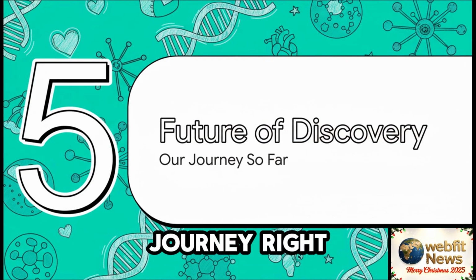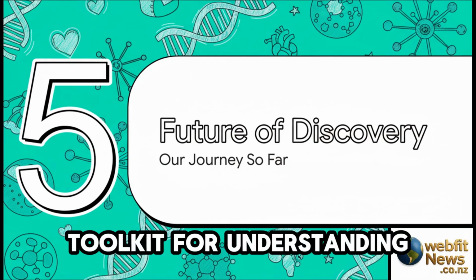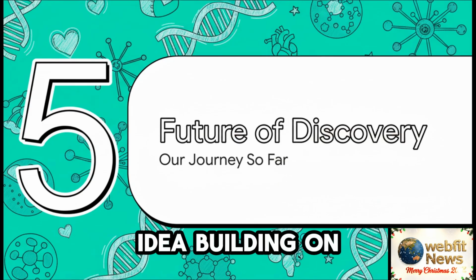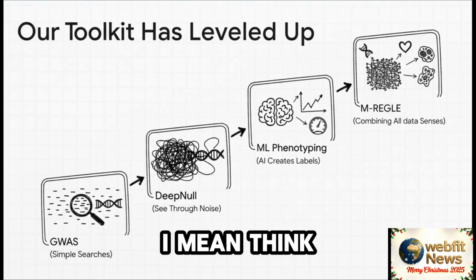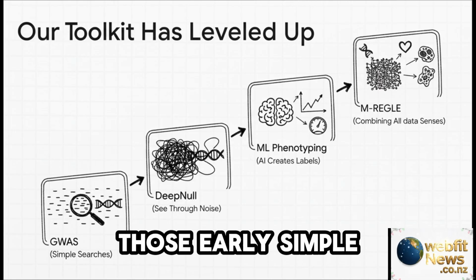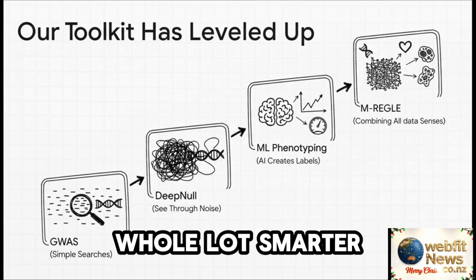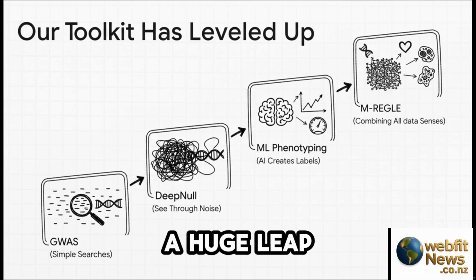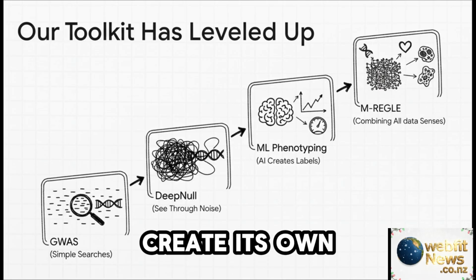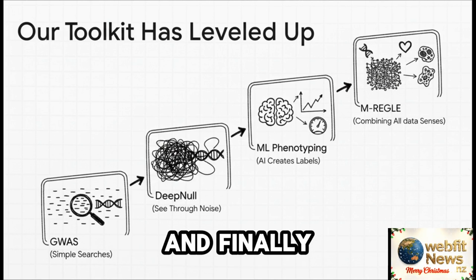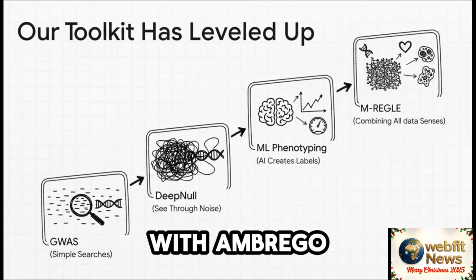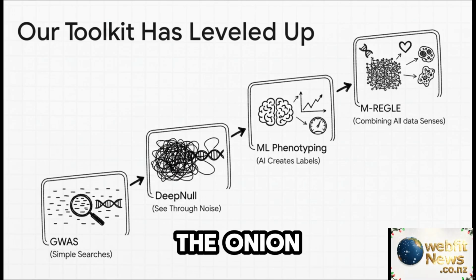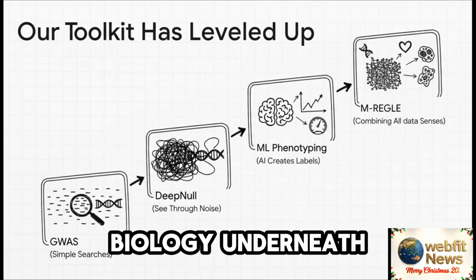So what a journey, right? We've basically watched the scientific toolkit for understanding our DNA level up again and again, with each new idea building on the one before it. I mean, think about it. We went from those early, simple searches with GWAS to getting a whole lot smarter about seeing through the biological noise with DeepNull. Then we took a huge leap and let the AI create its own, much better labels. And finally, we taught it to combine all its senses with mREGL. Every single step has peeled back another layer of the onion, getting us closer to the real biology underneath.